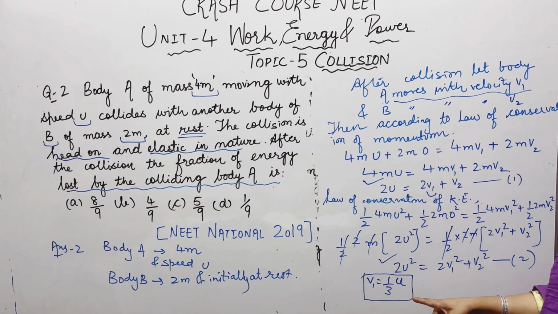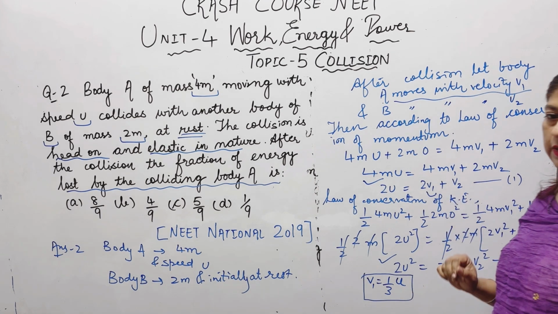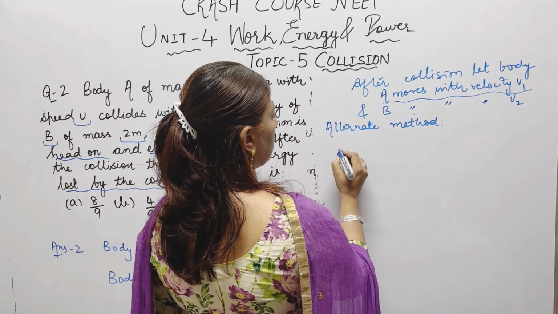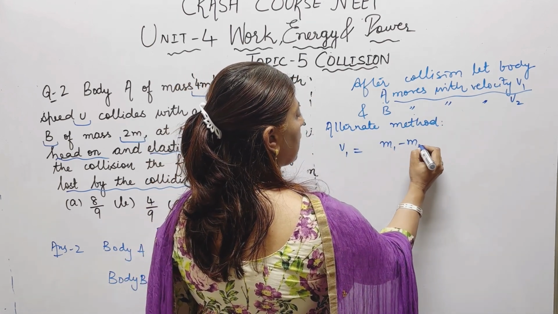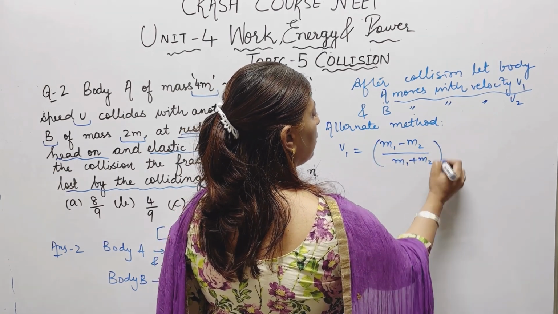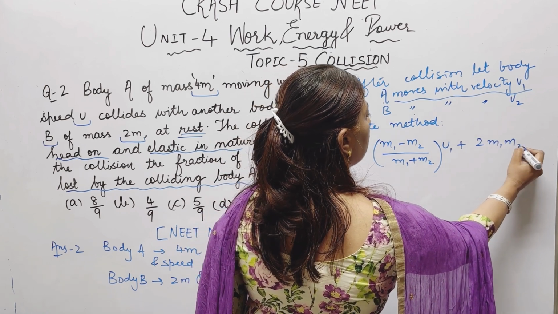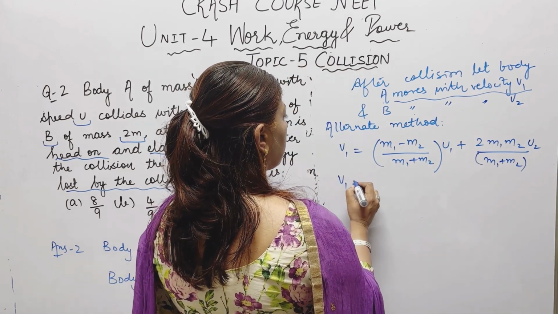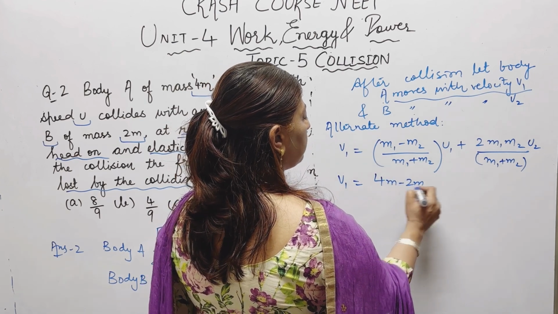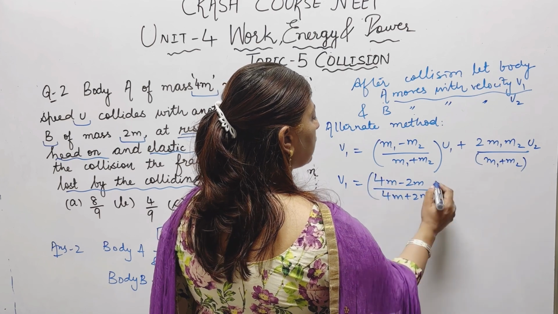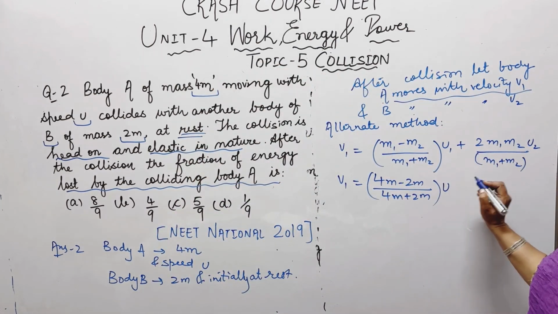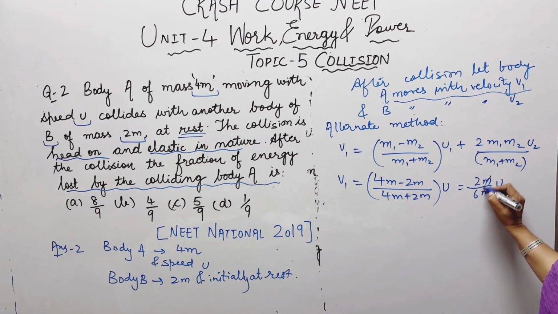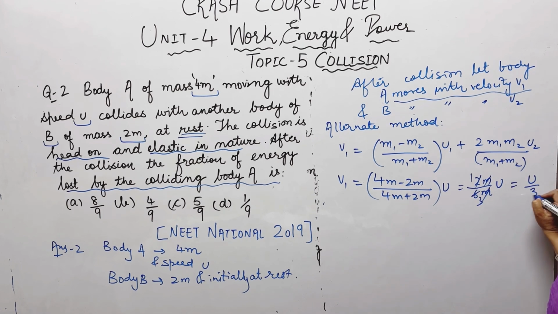Now to find out this velocity, we can use the direct formula also, if you remember. Let us see that. There is an alternate method to find out the velocity of body A. If you remember the formula, v1 can be given by m1 minus m2 over m1 plus m2 u1 plus 2 m1 m2 over m1 plus m2 u2. It is 4m minus 2m over 4m plus 2m, and the value of u1 is u. u2 is 0, so we are remaining with this. We will have 2m by 6m u, so it is u by 3.